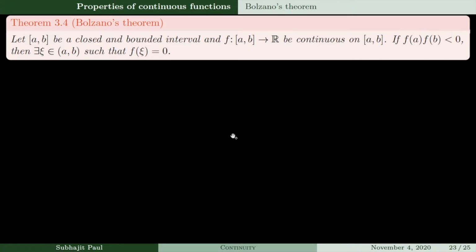So, in technical words, let [A, B] be a closed and bounded interval and f from [A, B] to R be a continuous function. If f(A) times f(B) is negative, that means they are of opposite signs. So one of them is positive, the other is negative. Then there is a point in between A and B where the functional value at that point is zero. This is named Bolzano's theorem.